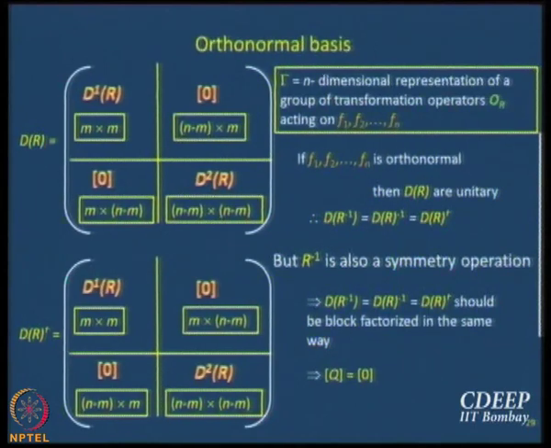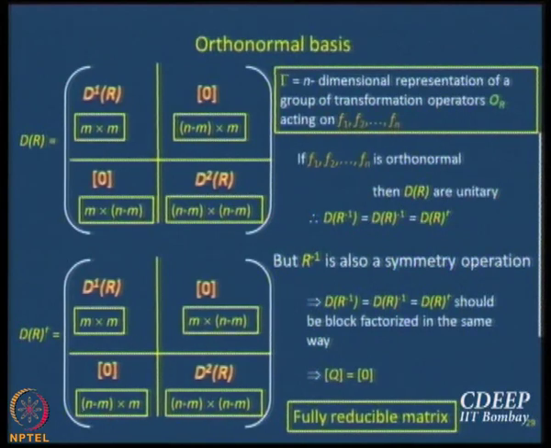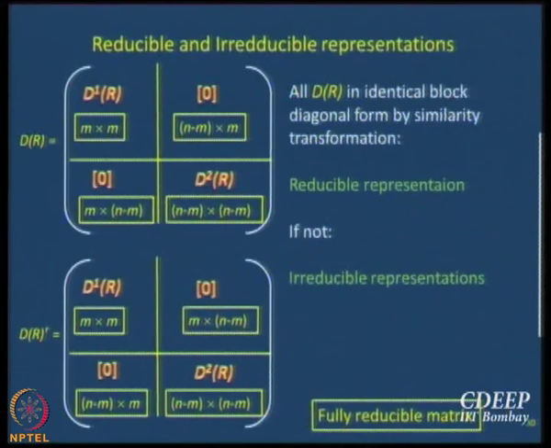D1R is a block, D2R is another block, and these off diagonal blocks are the 0 block. What do you call a matrix like this? It is a block factorized matrix, right. This is called a fully reducible matrix as well. Okay. So, what is a reducible representation? A reducible representation is a representation in which all the transformation matrices can be block factorized in an identical manner.